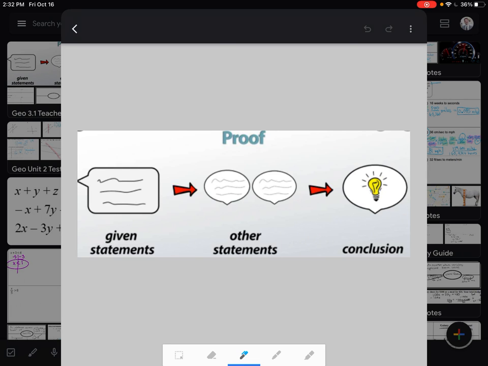So before we start off, what is a proof, generally speaking? We will define this in our math vocabulary in a moment, but from a big picture, a proof is just when you take something that's given to you and you reach a conclusion.